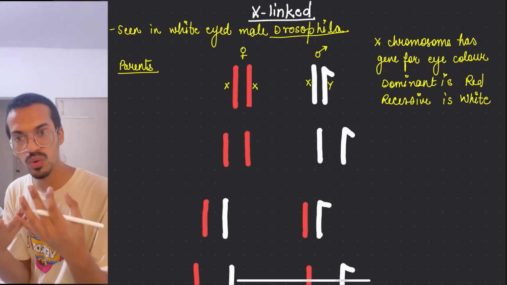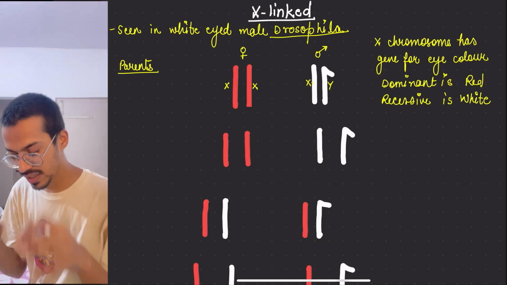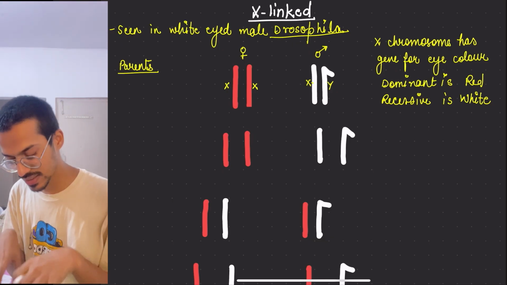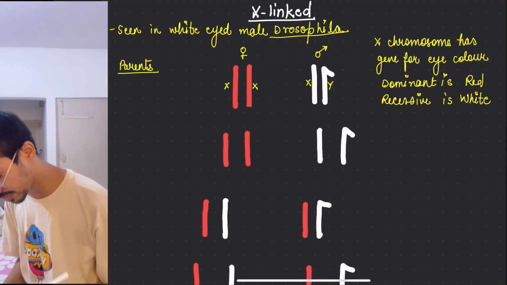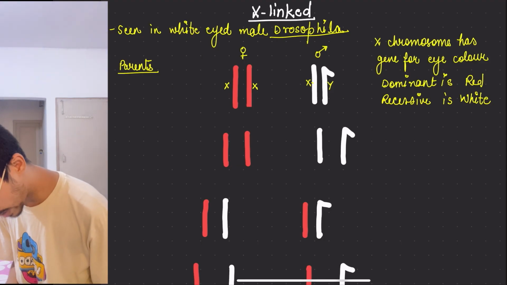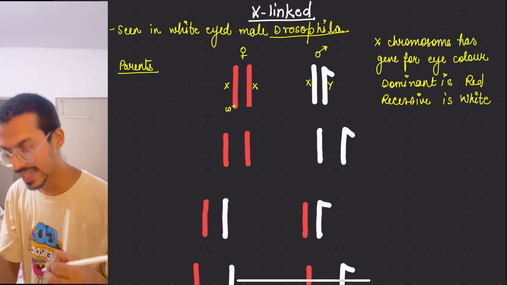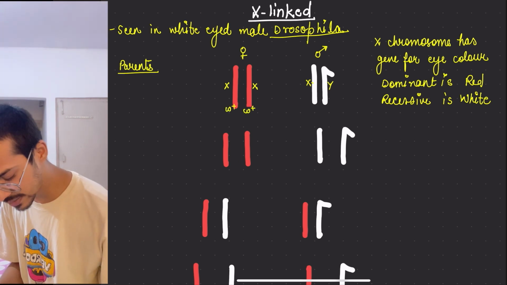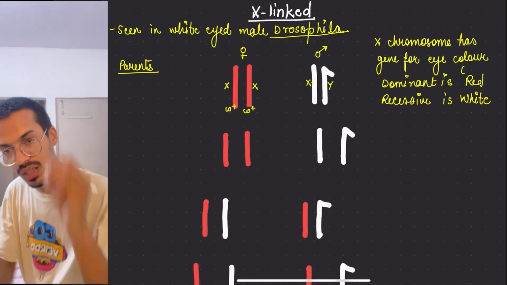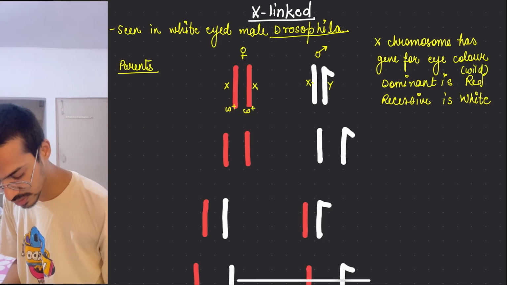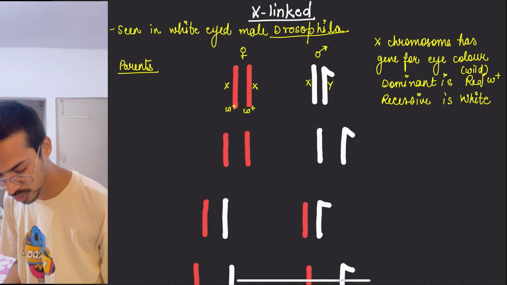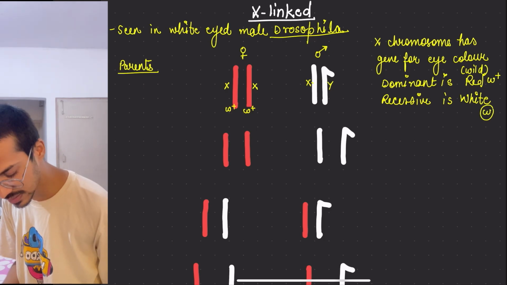Now what happened? Initially the female is XX, and this is red. The red color chromosomes mean they have a red gene present. So how will I show it? W plus W plus. This is wild type. Red is wild type, so wild will be shown with the positive sign. So it will be shown by this sign and this is by this sign. So the signs have been assigned.